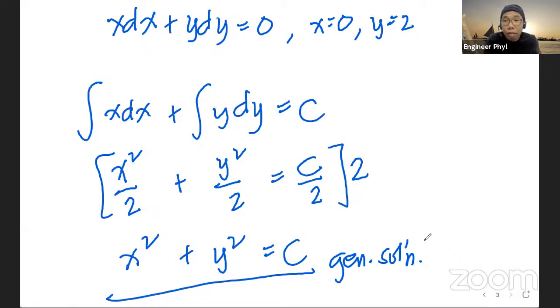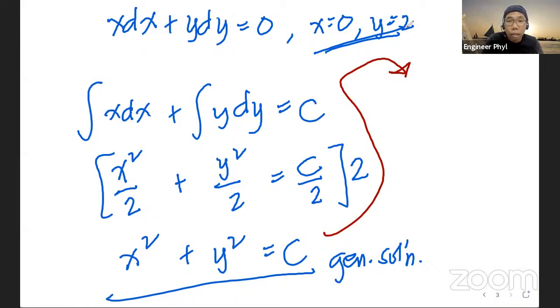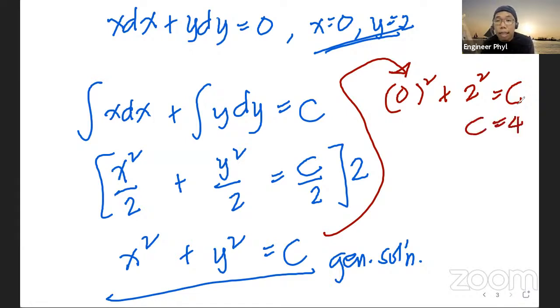Okay, now we are after the particular solution. These conditions, x equal to 0, y is equal to 2, will allow us to solve for the value of the arbitrary constant c. So let me just change the color. Solving for the particular solution, applying the condition x equal to 0, we have 0 squared plus y equal to 2, so 2 squared equals c. So 0 squared is 0, 2 squared is 4, therefore the value of the arbitrary constant is 4.